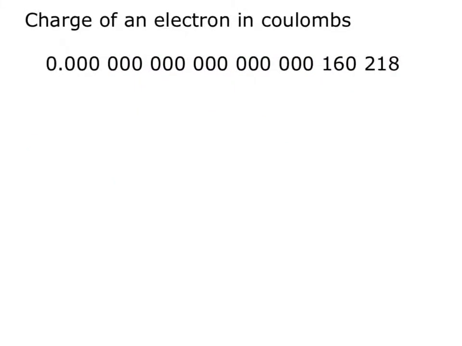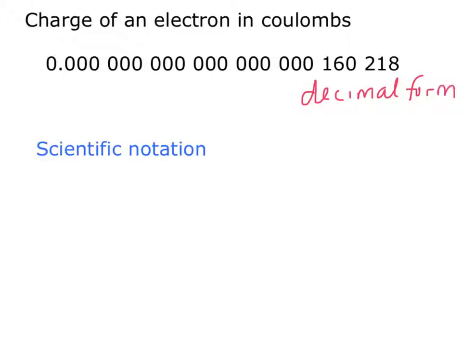Now let's have a look at how we represent very small numbers in scientific notation. Here is a number which is really small. It's the charge of an electron in coulombs. Again, this number, as it's written here, is written in decimal form. And what we're going to do is, as before, rewrite this number into scientific notation.